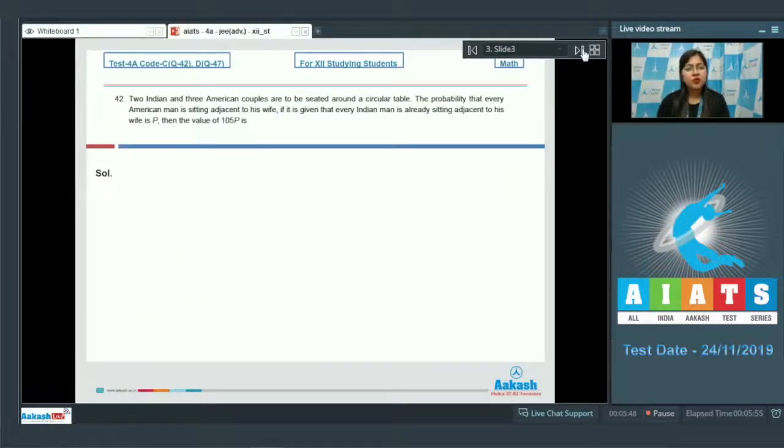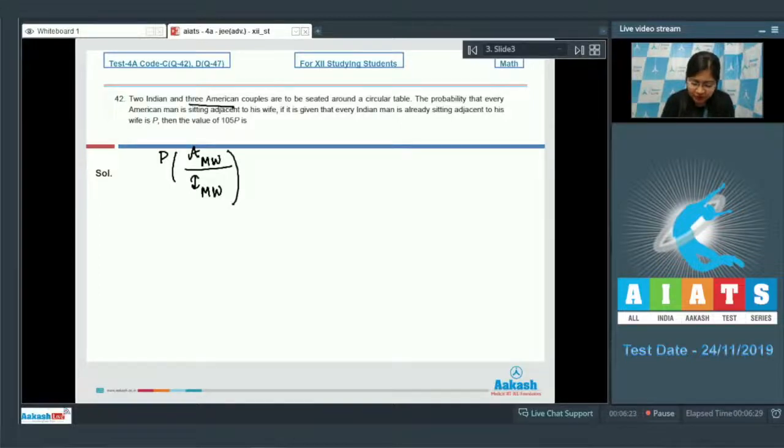Next is question number 42, which says that 2 Indian and 3 American couples are to be seated around a circular table. The probability that every American man is sitting adjacent to his wife, if it is given that every Indian man is already sitting adjacent to his wife, is P. So we have to find the value of 105P. This is a question from Bayes' theorem, we have to find the probability that every American man is sitting with his wife, if it is already given that the Indian man is sitting with his wife.